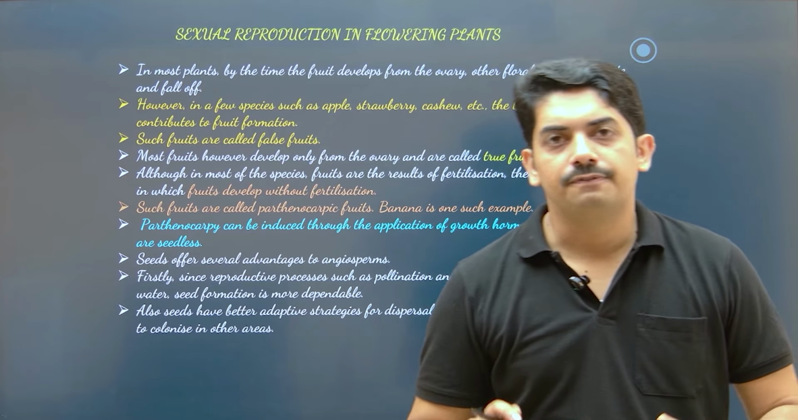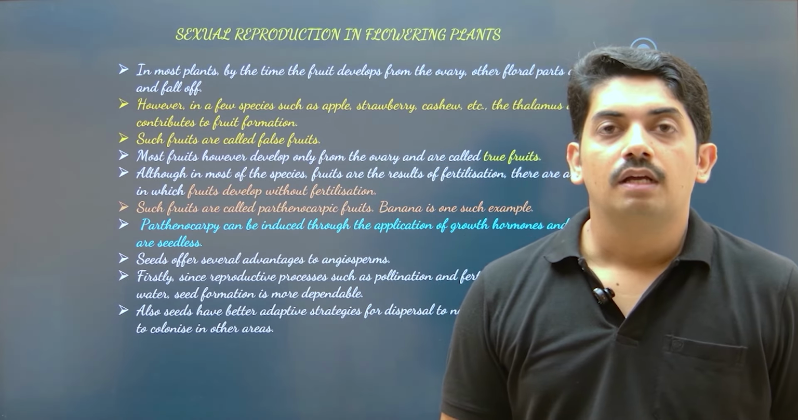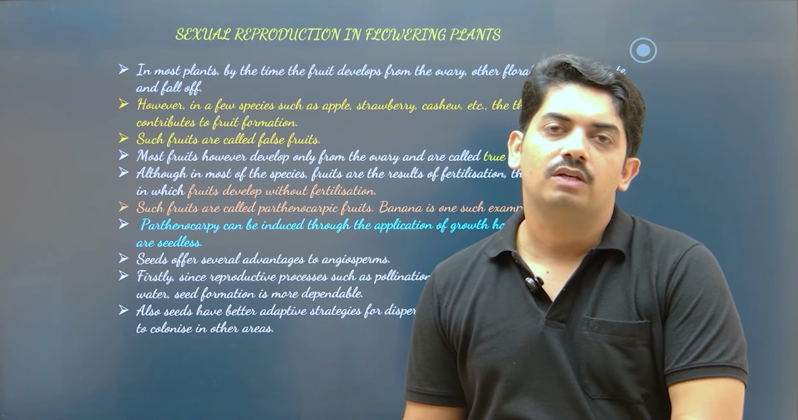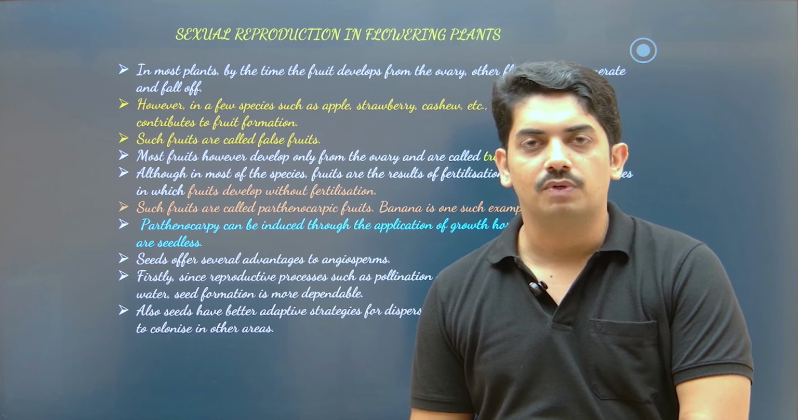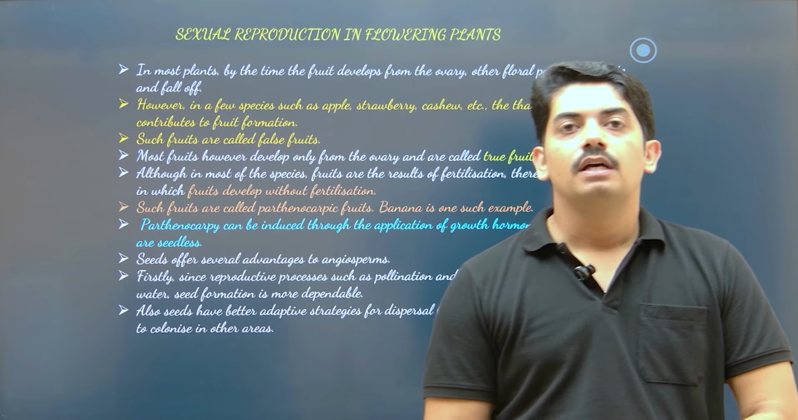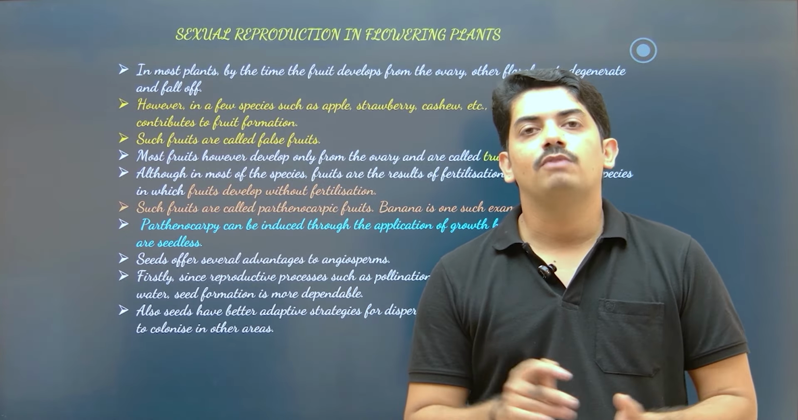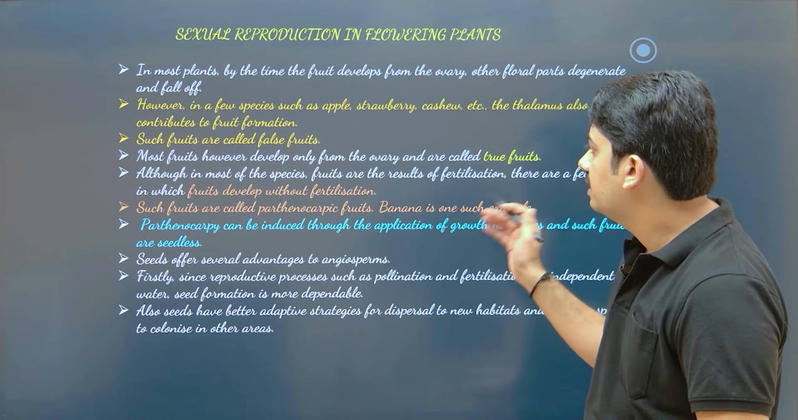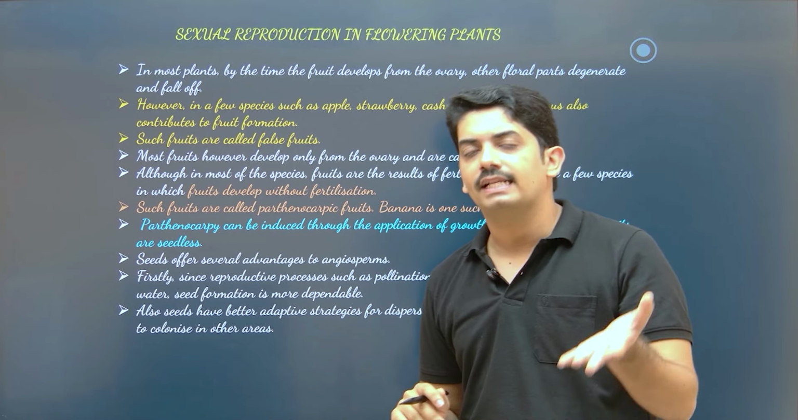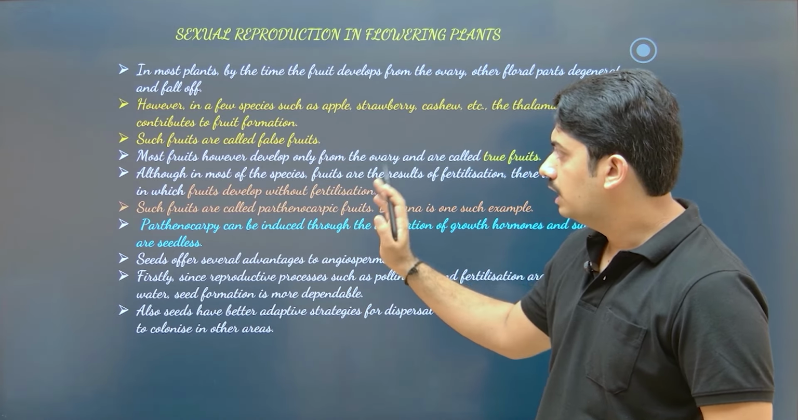Tell me, what if something other than the ovary forms a fruit, what do we call it? True fruit or false fruit? Of course, it's a false fruit. Sometimes the ovary will not develop into fruit, instead the thalamus will develop into fruit. For that they have given some examples like apple, strawberry and cashew. These are the best examples of false fruits. Such fruits we call false fruits.